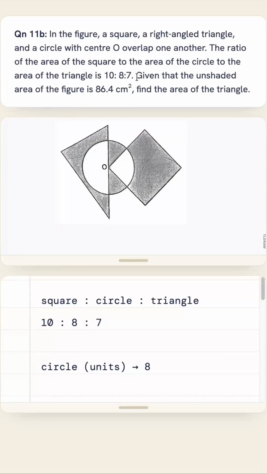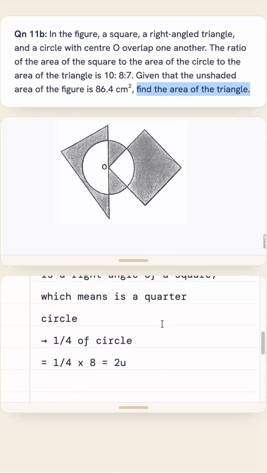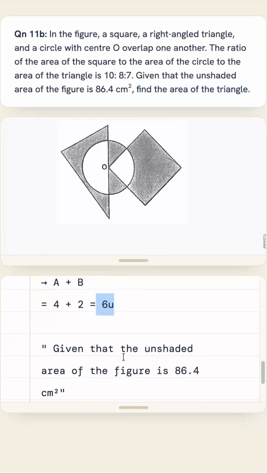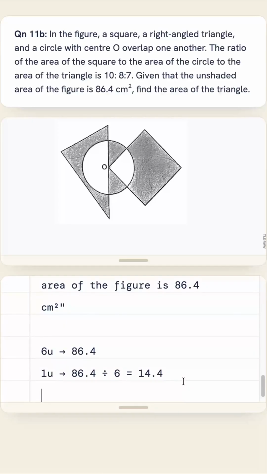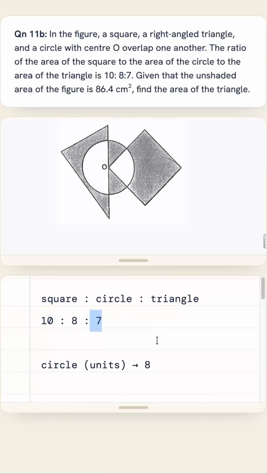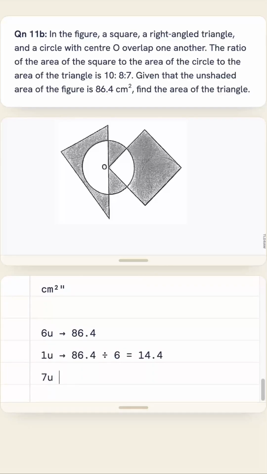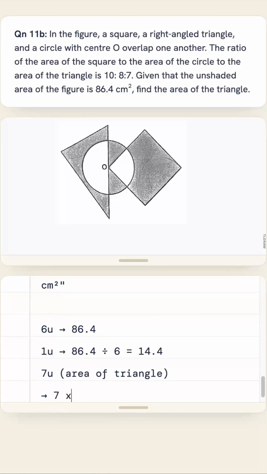So for part B, given the unshaded area is 86.4 centimeters square, find the area of the triangle. So we know that the unshaded part is 6 units. That means 6 units is 86.4. Then 1 unit is 14.4. So now, how many units are we looking for? The area of the triangle is actually 7 units. So that means 7 units, which is area of triangle, will be equal to 7 times 14.4. And this will give us 108 centimeter square. So the answer is 108 centimeter square.